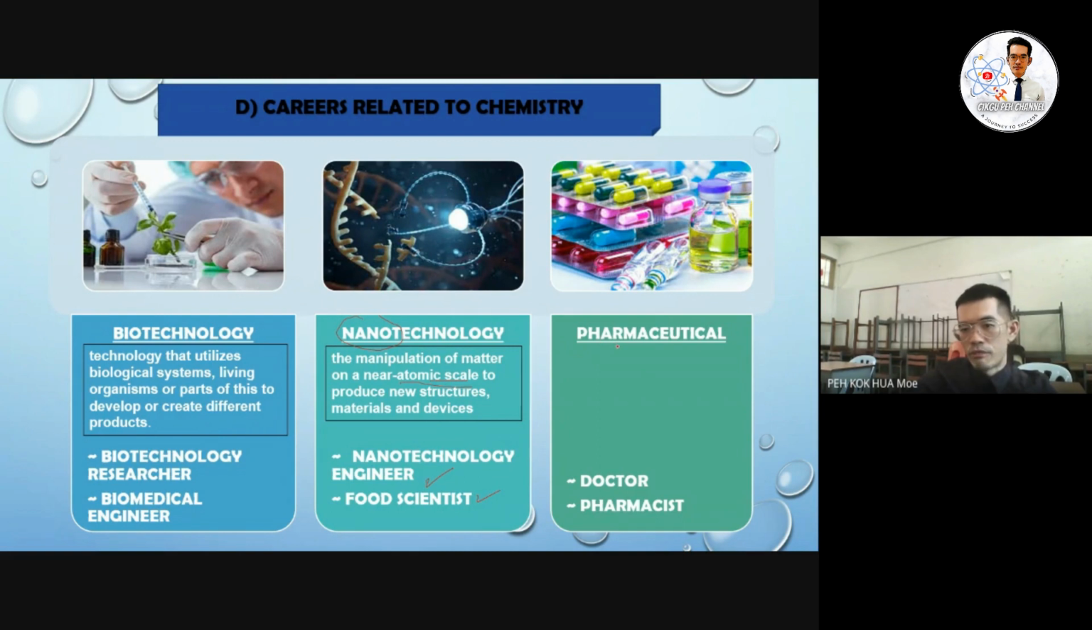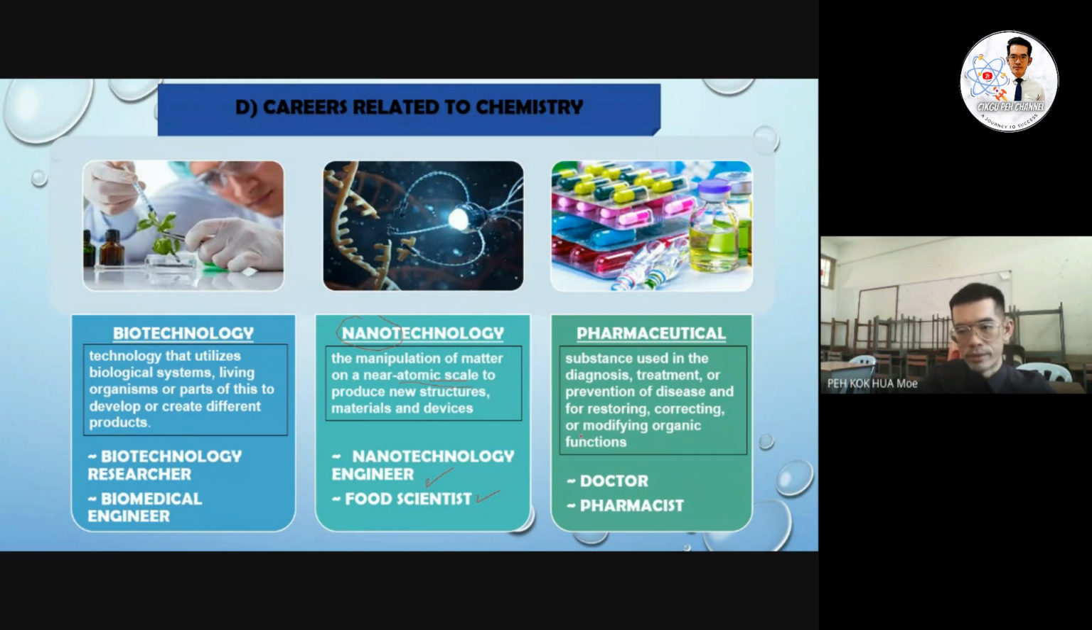And here is pharmaceutical. The careers related to it are doctor and pharmacist. The definition here is a substance used in the diagnosis, treatment, or prevention of disease and for restoring, correcting, or modifying organic function. In simple terms, this is the field that produces medical products.